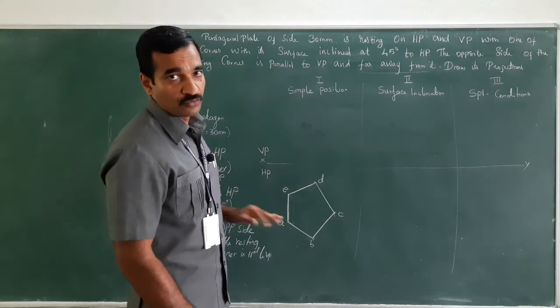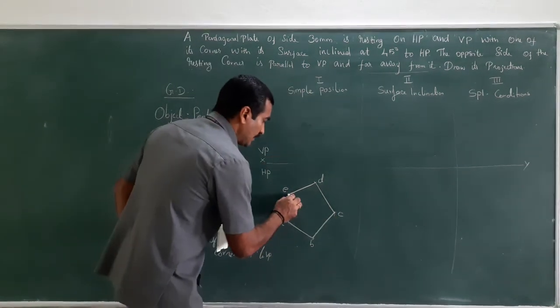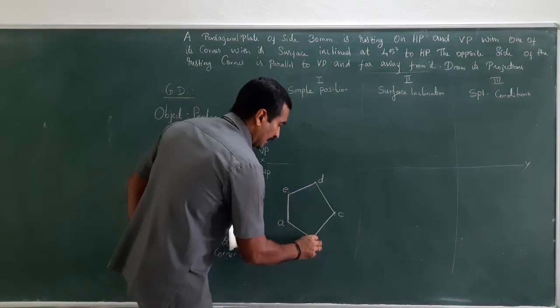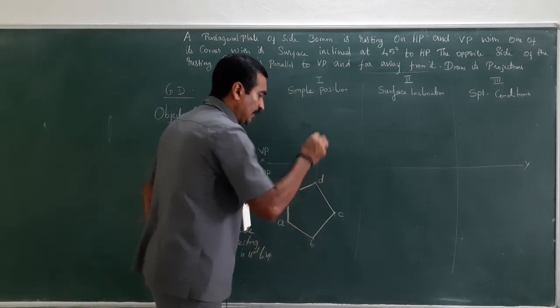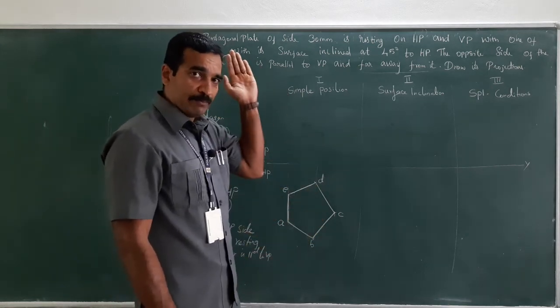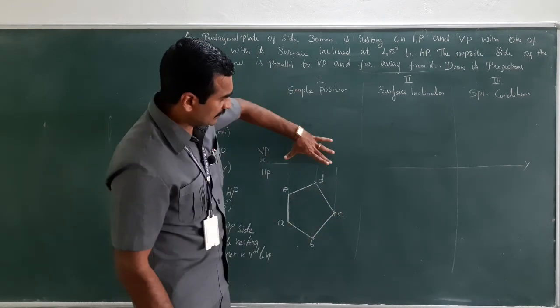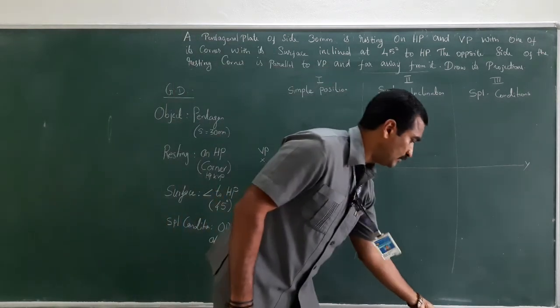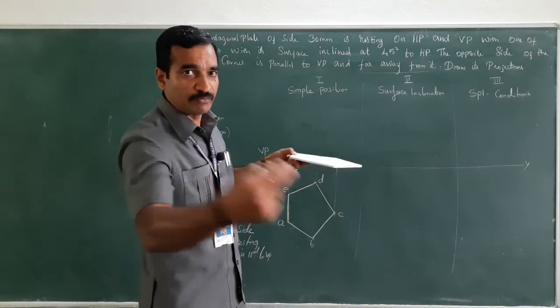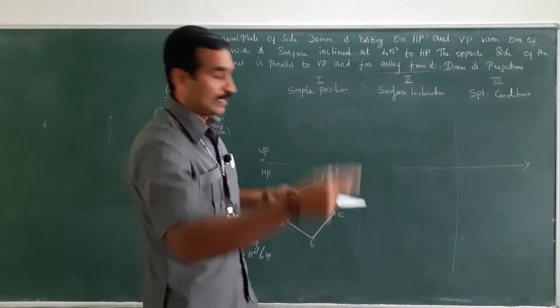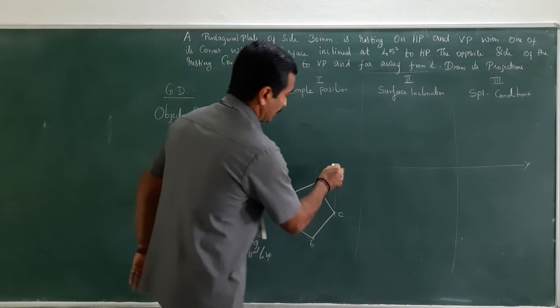Now, front view, what you have to do? You have to project this line vertically upwards. So, B and D should lie on the same line. Extend this. So, this is the boundary, right? If the object is kept in this manner, when you look at it from the front, you could see a straight line. A straight line.